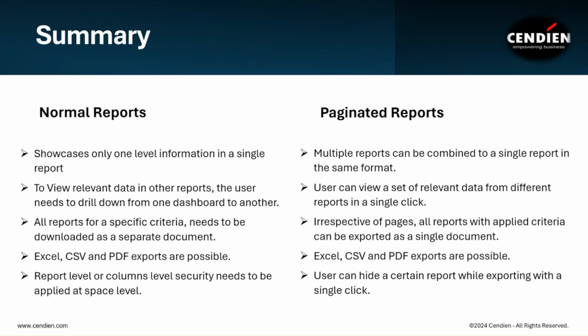To view the relevant data in normal reports, the user needs to navigate and download the report. But with the paginated report, everything is in one single document that the user can use for analysis or anything. This is mainly useful when there are n number of reports available. Any types of exports are possible. For security options in normal reports, we need to set the security level, column level security, or report level security in the space. But for the paginated report, in a single click, the user can hide a section, or based on the user login, the reports can be made visible.